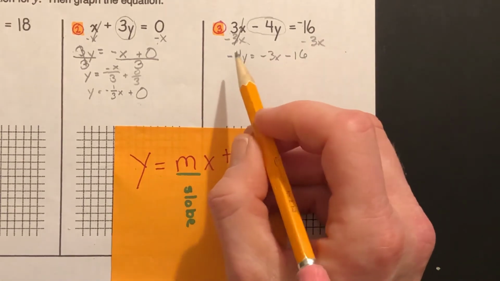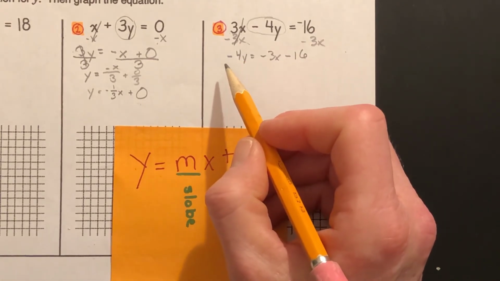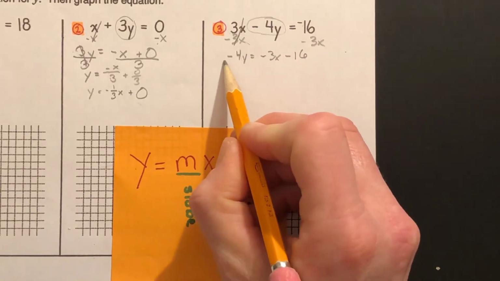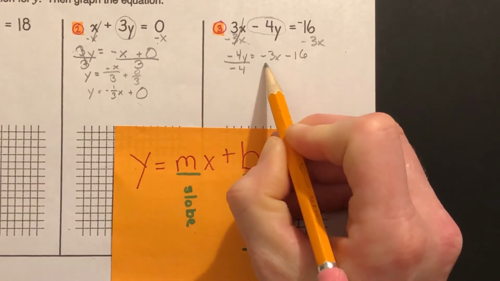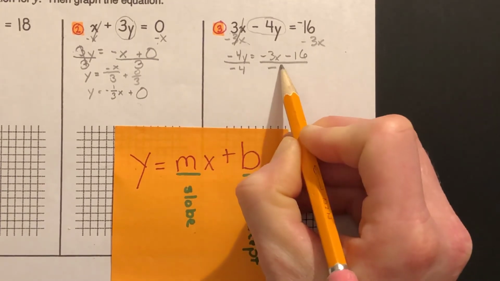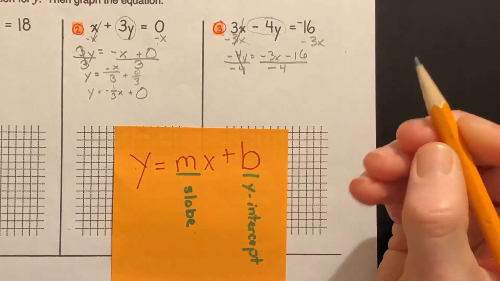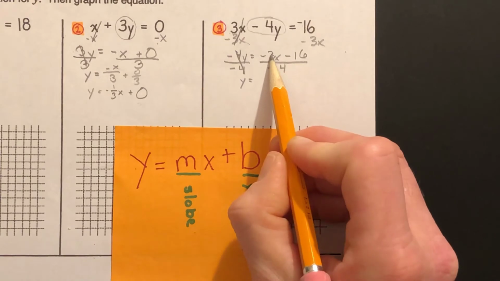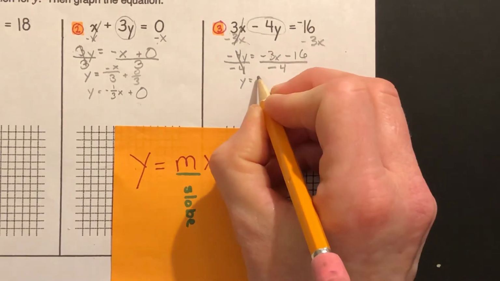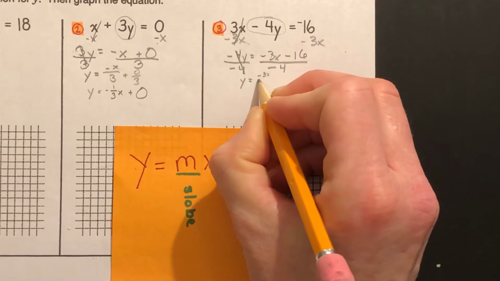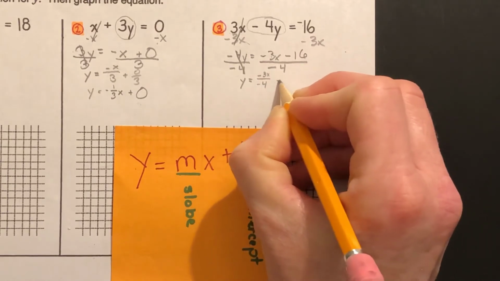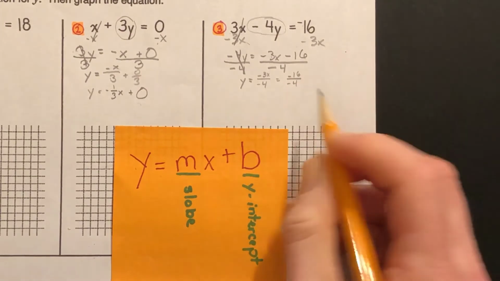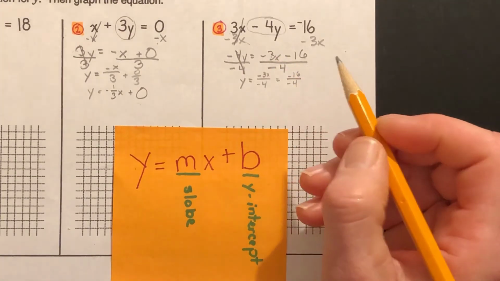Now we want to get rid of the times negative 4. So we will divide by negative 4. And then we'll have to also divide this side by negative 4. The negative 4 cancels out and we have just y equals negative 3x divided by negative 4. Negative 16 divided by negative 4. Remember that we separate out the terms.